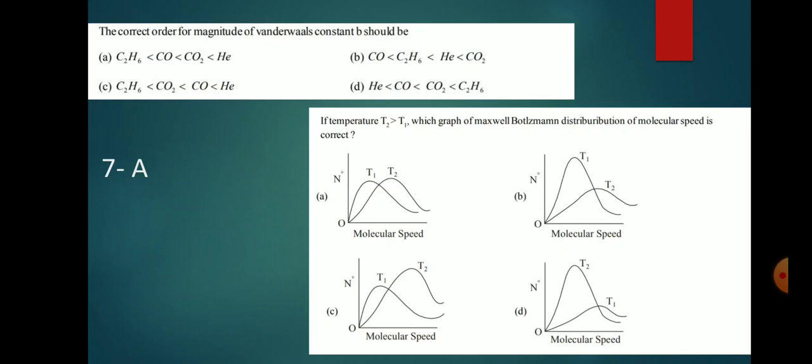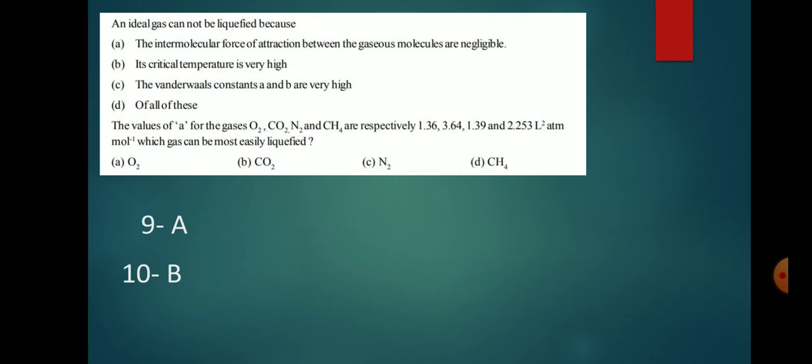Eighth question: if temperature T2 is greater than T1, which graph of Maxwell-Boltzmann distribution of molecular speed is correct? And the answer is option B. Ninth question: an ideal gas cannot be liquefied because option A, the intermolecular force of attraction between the gaseous molecules is negligible. Option B, its critical temperature is very high. Option C, the van der Waals constants a and b are very high. Option D, all of these. And the answer is option A, the intermolecular force of attraction between the gaseous molecules is negligible.